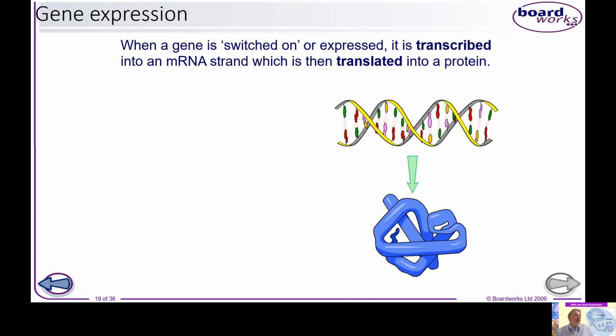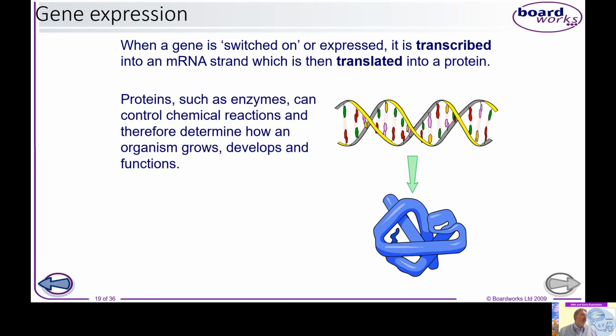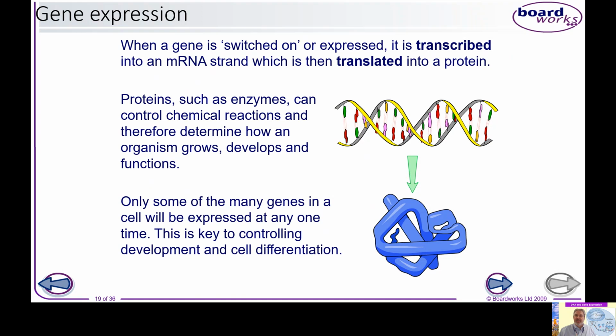When gene expression happens, it's switched on, it's expressed, it then gets transcribed into an mRNA strand, which is then translated into protein. And therefore proteins, enzymes can control this reaction, and it's going to control everything. Each of your cells has got all the genes for everything that makes you up, but not all of those are expressed at the same time, and they might be expressed at different points in your life, for instance when you're growing up and going through puberty. So they're expressed at different times.